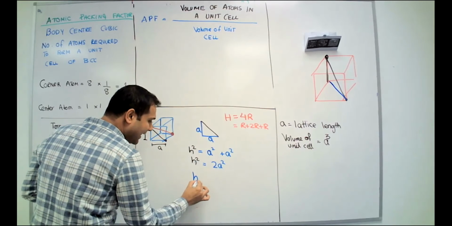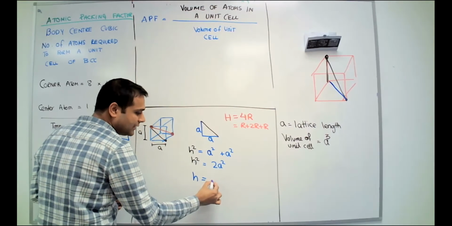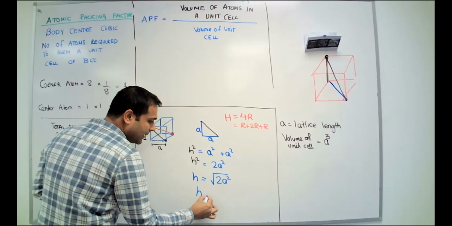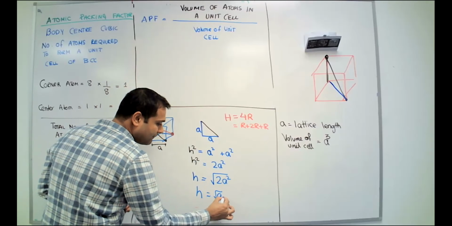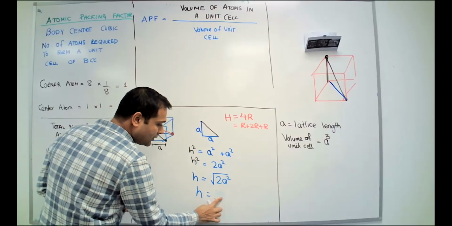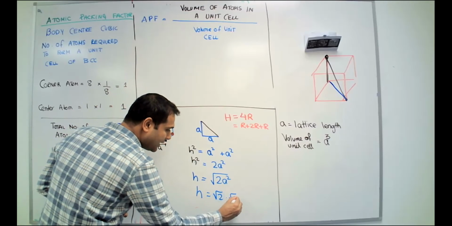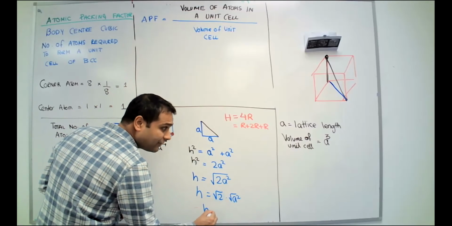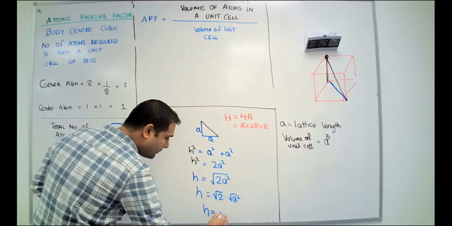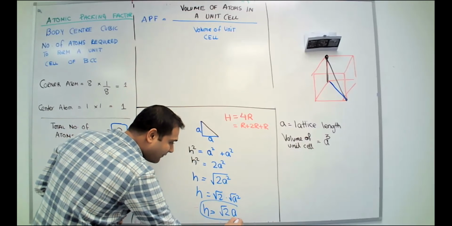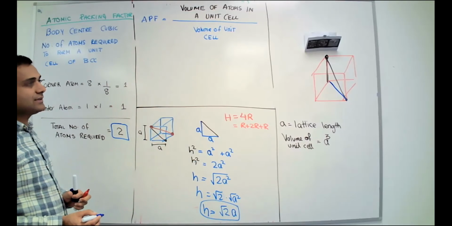If you have a look, if I square root both sides, that will become square root of 2 and square root of A squared, which if I simplify, will become root 2 times A. This is the face diagonal. I have the face diagonal.